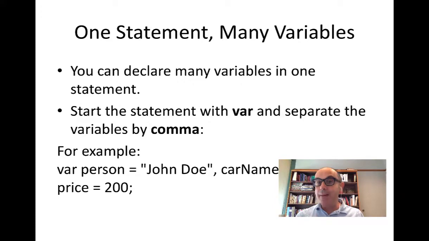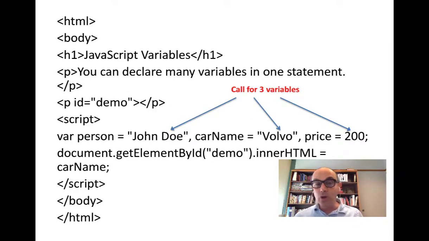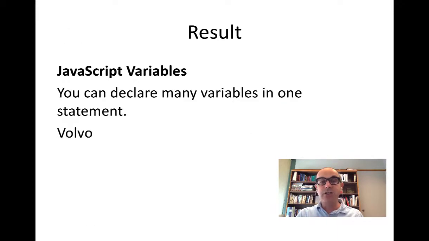So you can declare many variables in one statement, and you're going to start the statement with a var and separate it by comma. So the person name John Doe, the car name Volvo, and the price is 200. And so we have here basically 3 variables that we need to display. So how do we do that? So again, we call for the 3 variables, as you can see it in my PowerPoint slide, and we are going to call it car name in order for us to do that.